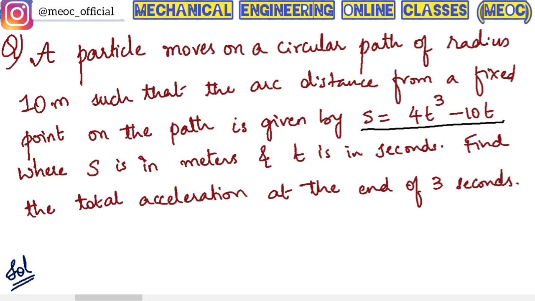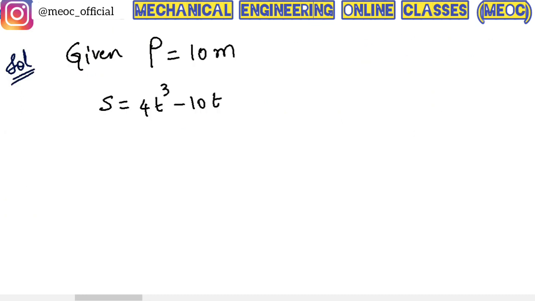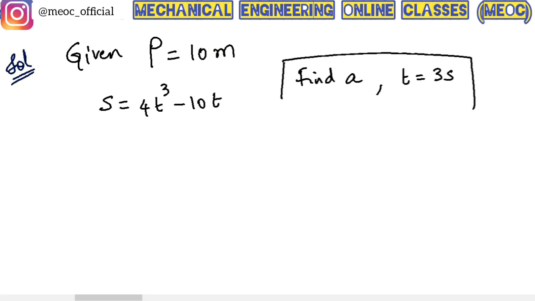So let us note down what is given as a part of the solution. Radius of curvature is given as 10 meters. The relation between s and t is given as s is equal to 4t cube minus 10t. Now we have to find the total acceleration, a, at the end of 3 seconds. So when t is equal to 3 seconds, we need to find a. So we have to find at and an.